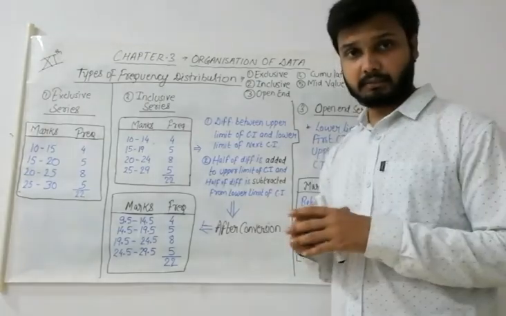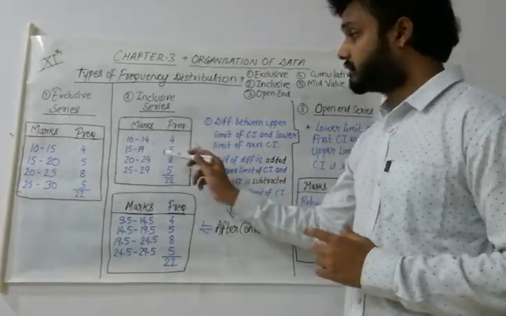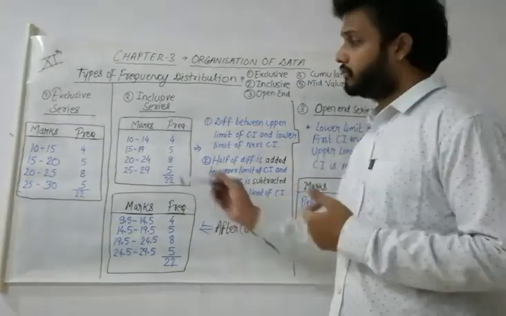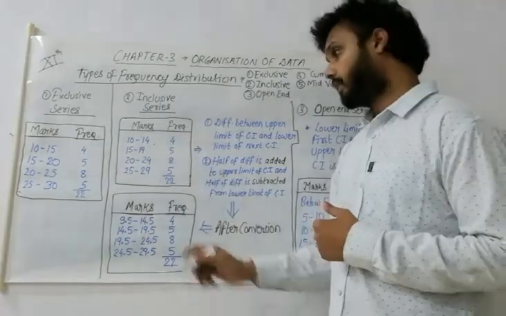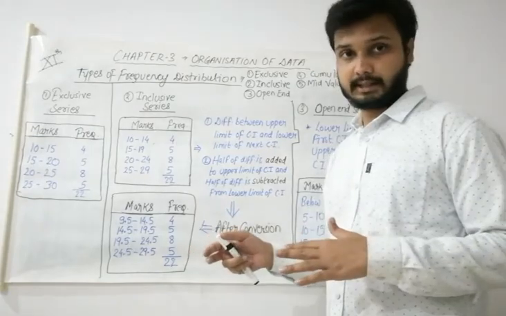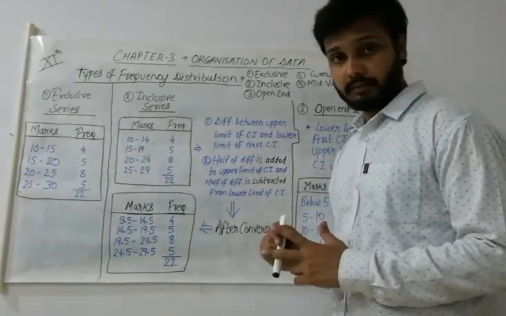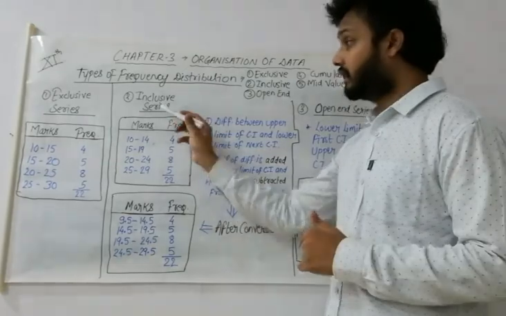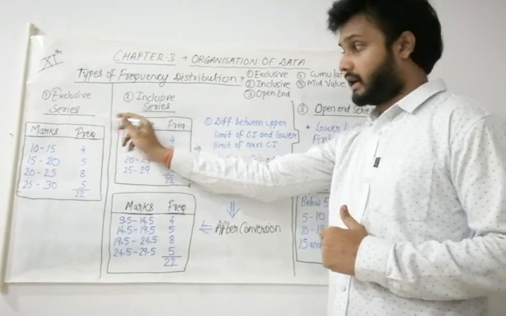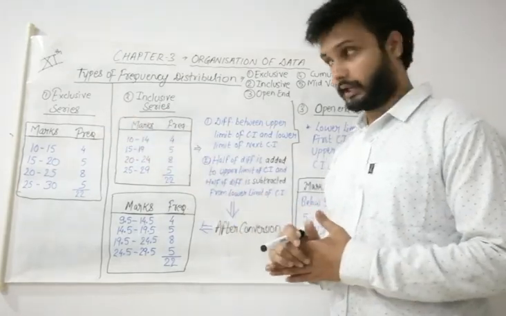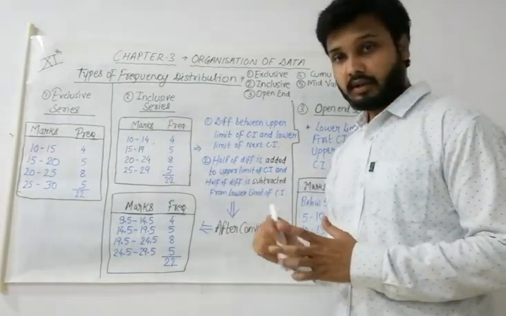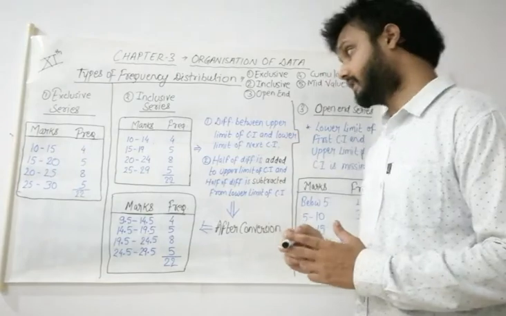But the problem here is that if someone has got 14 and a half marks, or 14.5, then we see that here it is still 14, but here it is starting from 15. So 14.5 has got no place in this series. In this type of confusion, we need conversion. We need to convert the inclusive series into exclusive series, and then we can easily include that student. For converting inclusive series into exclusive, we have to follow some steps that we will see.